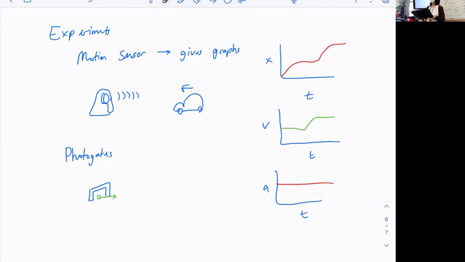Okay. So that is kinematics in 30 minutes. Whew, all of Unit 1 in 30 minutes.